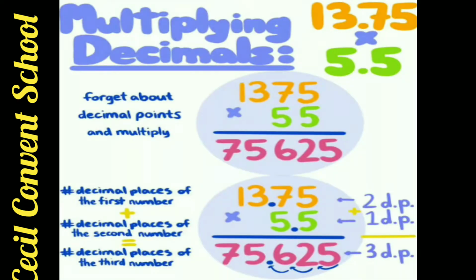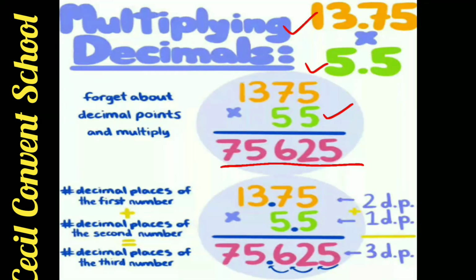Firstly, if two decimal numbers are given like 13.75 and 5.5, and you want to multiply them, how do you do it? You multiply as you would a simple whole number. Forget about the decimal points and multiply straight away. First I multiply 5 with 5, then 5 with 7, then 5 with 3, and then 5 with 1. After multiplying, I multiply with the other 5 and then we add. When we add, we get the answer 75625.